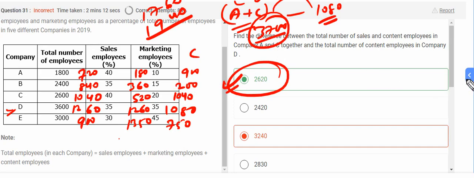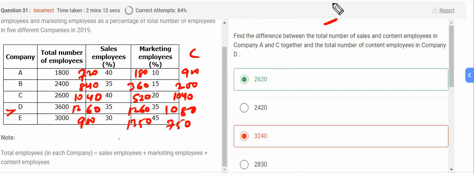Okay, so move to the next question. Let me erase this part.